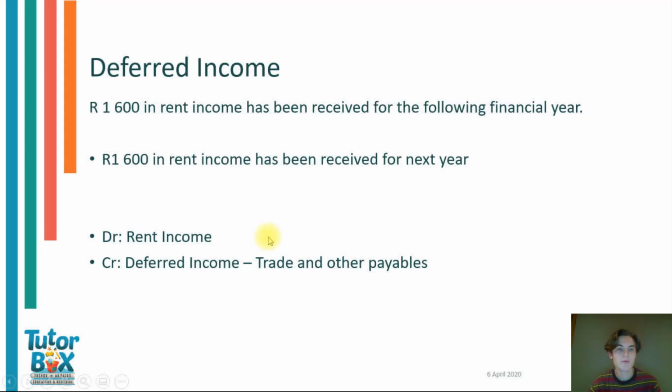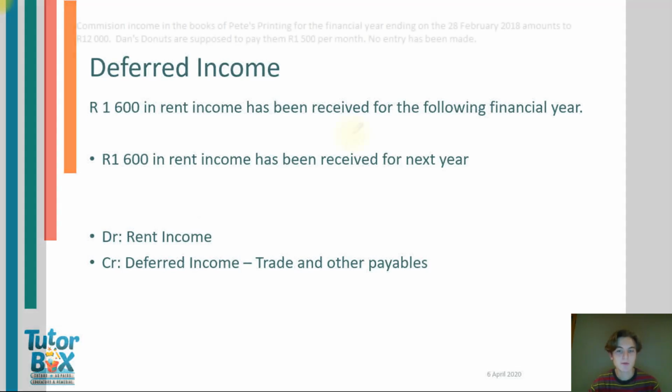Remember, normally when you receive rent, you credit to increase, so now you'll debit it to decrease it. So you'll debit it with 1,600 Rand, and you will credit your deferred income with 1,600 Rand to acknowledge that you've received this amount, but that it isn't relevant to this financial year. And this will be shown in your trade and other payables note.